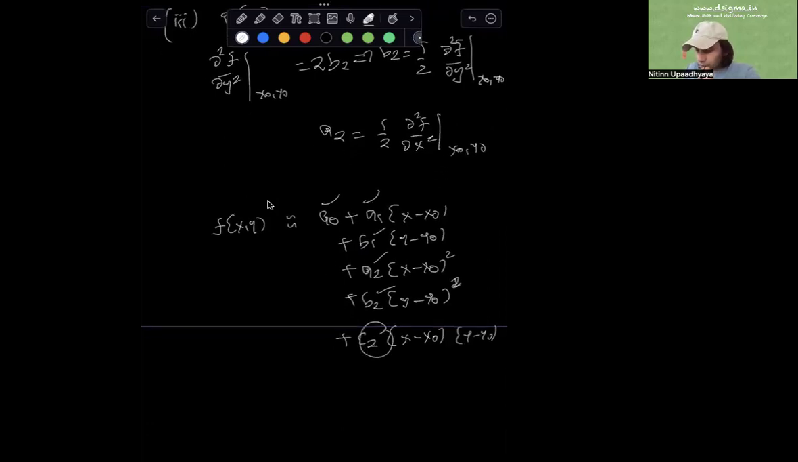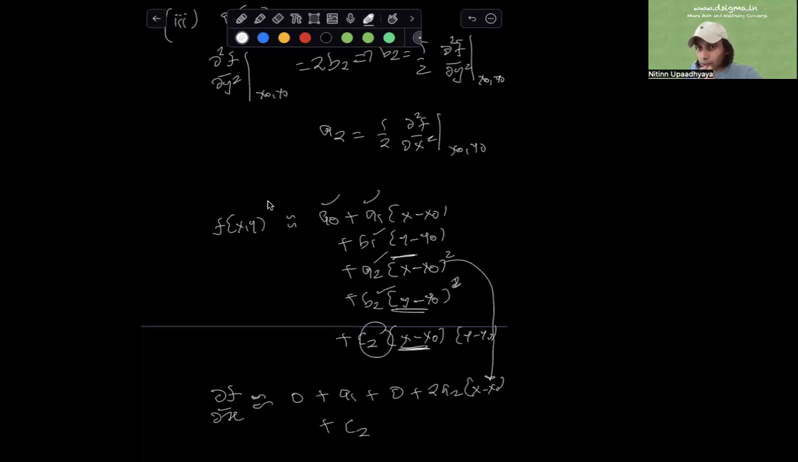So let me differentiate once with respect to x on the left-hand side. This is a partial derivative with respect to x. So I'll have 0 plus a1. And this term will be 0 because I've differentiated this once with respect to x now. So that term drops out. This will give me 2a2 times (x minus x naught). That's coming from here. This will be 0 plus I'll be left with c2. Differentiating this once with respect to x will just give me a 1, and I'll be left with (y minus y naught).